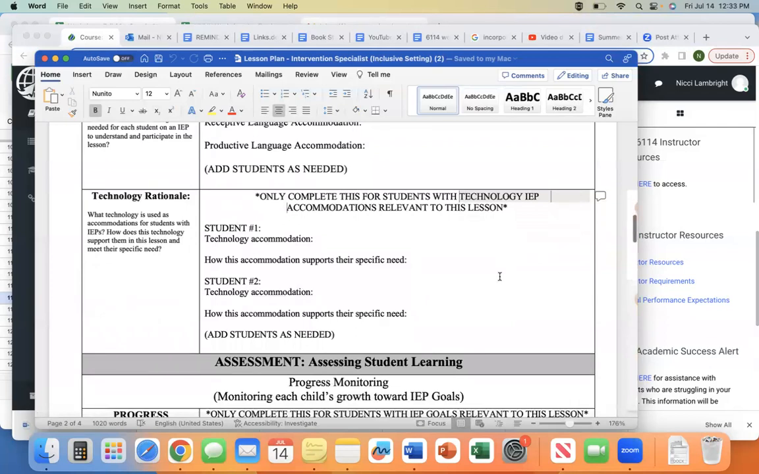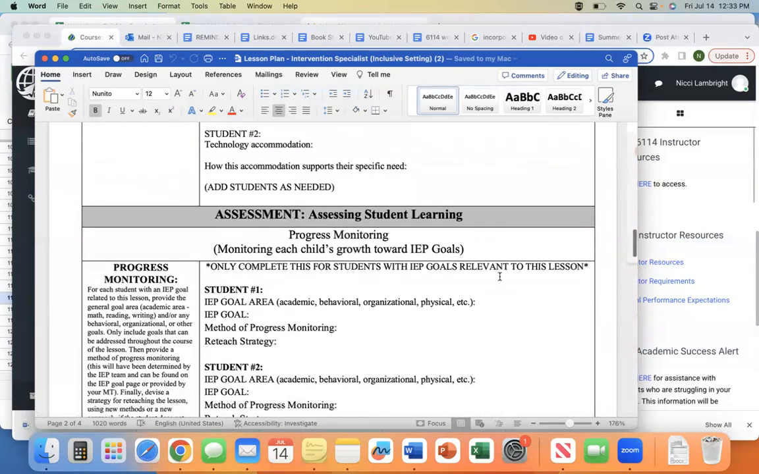This is your technology. So is there any technology that you're going to be using for your students? And again, you're probably going to use hypothetical students. You could base it on real world situations. So what are some things students might need if they have some fine motor issues maybe, or some low vision or hearing things?